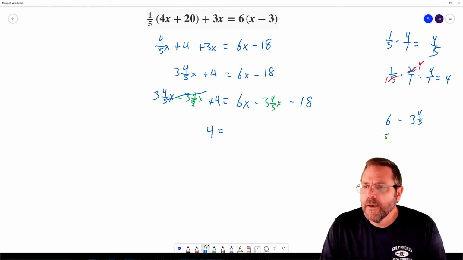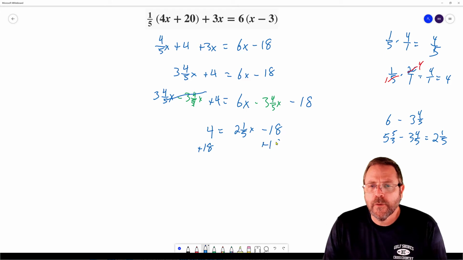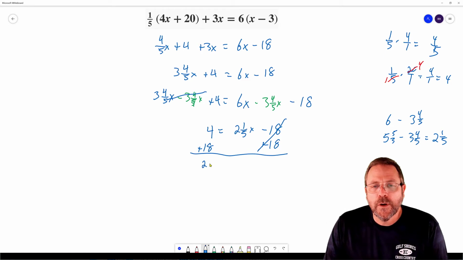We could rewrite that as 5 5/5 minus 3 4/5, where 5 minus 3 is going to be 2, 5/5 minus 4/5, that's going to leave me with 1/5. So now I can say I've got 2 1/5 x minus 18. Next step, add the 18 to both sides. I'm going to have plus 18 with those zeroing out, and that's going to leave me with 22 is equal to 2 1/5 x.